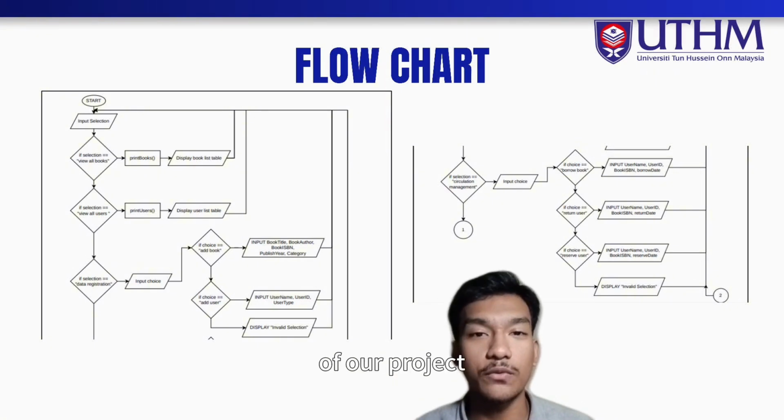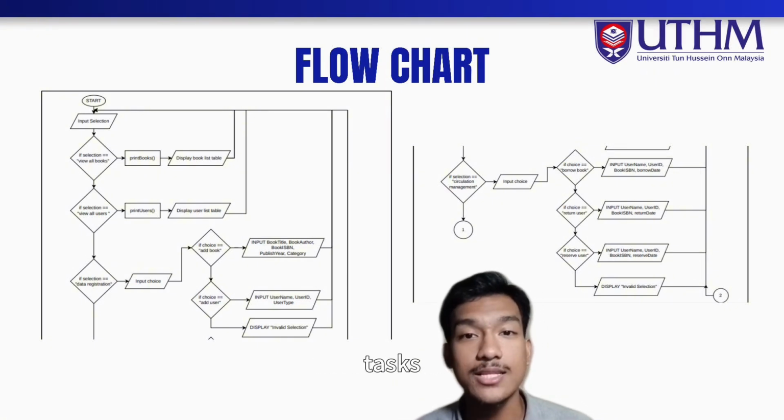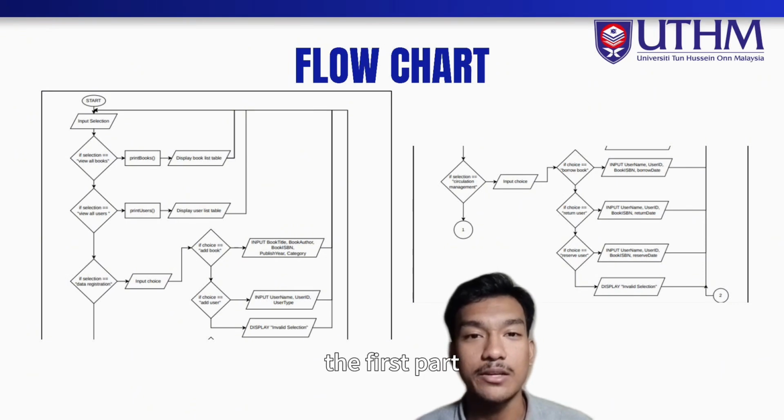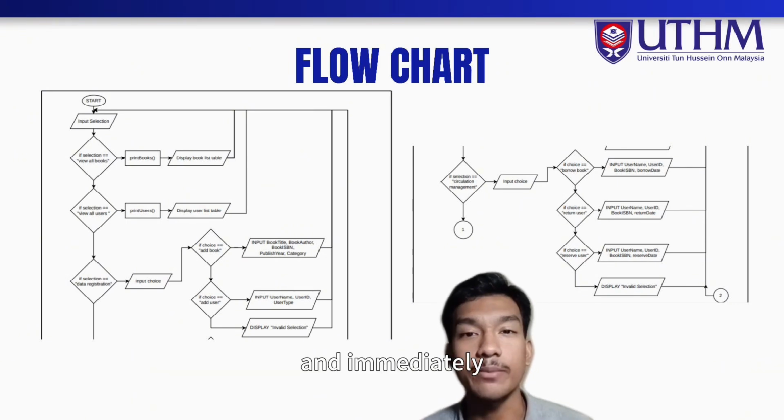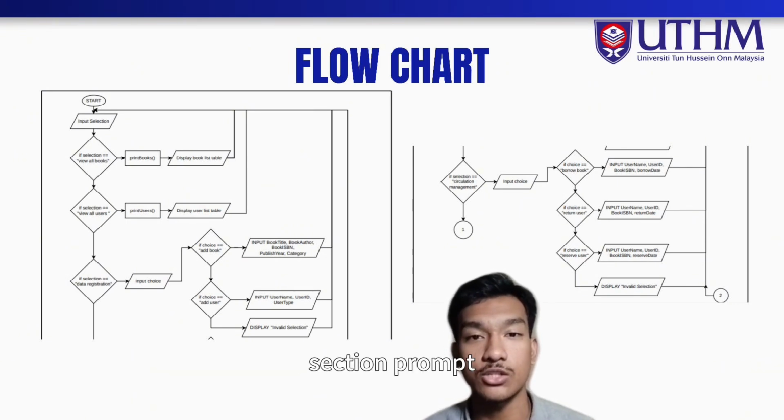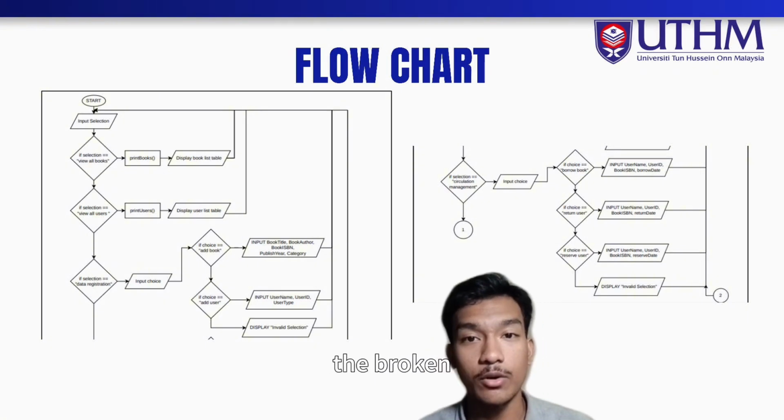So let's begin with the first part of our flowchart, which handles initialization, administrative tasks, and day-to-day circulation, as detailed in the slide for the first part. The application launches at the start block and immediately prompts the librarian with a main menu via an input selection prompt. If the selection matches view all books, the program routes to the print books function to display a complete table of the book catalog.